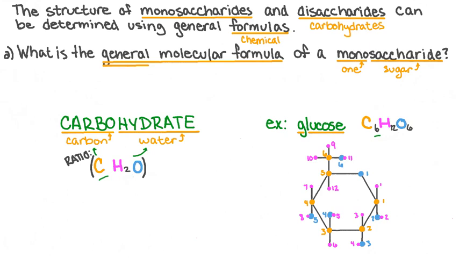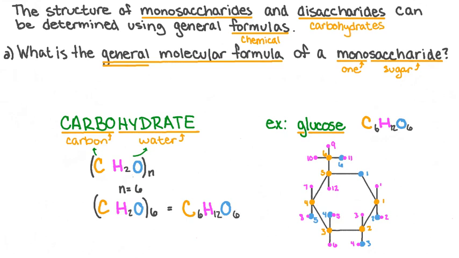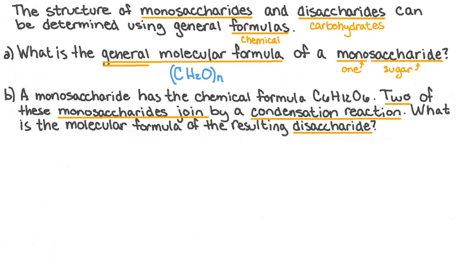So, in order to complete our general formula, we must multiply the entire ratio by a variable, which we'll call n. Continuing our example, when n is equal to 6, that means we have 6 times the carbon, hydrogen, and oxygen atoms in our molecule, which comes out to C6H12O6. And this is the correct chemical formula for our example monosaccharide, glucose. So the general molecular formula for a monosaccharide is CH2On. Now let's take a look at the second part of this question.